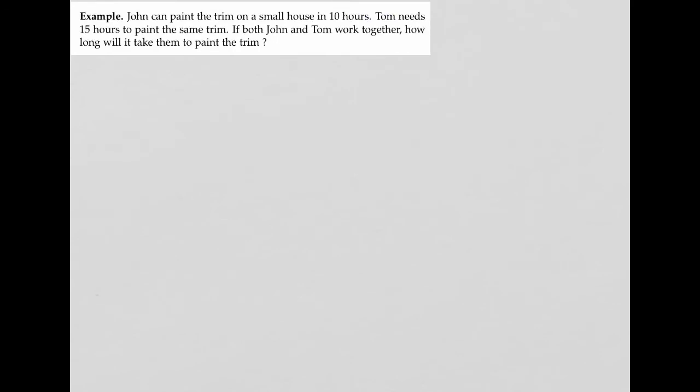Next example is a work-related problem. John can paint the trim on a small house in 10 hours. Tom needs 15 hours to paint the same trim. If both John and Tom work together, how long will it take them to paint the trim? Let's start the problem by declaring T to be the time it takes John and Tom to paint the trim.